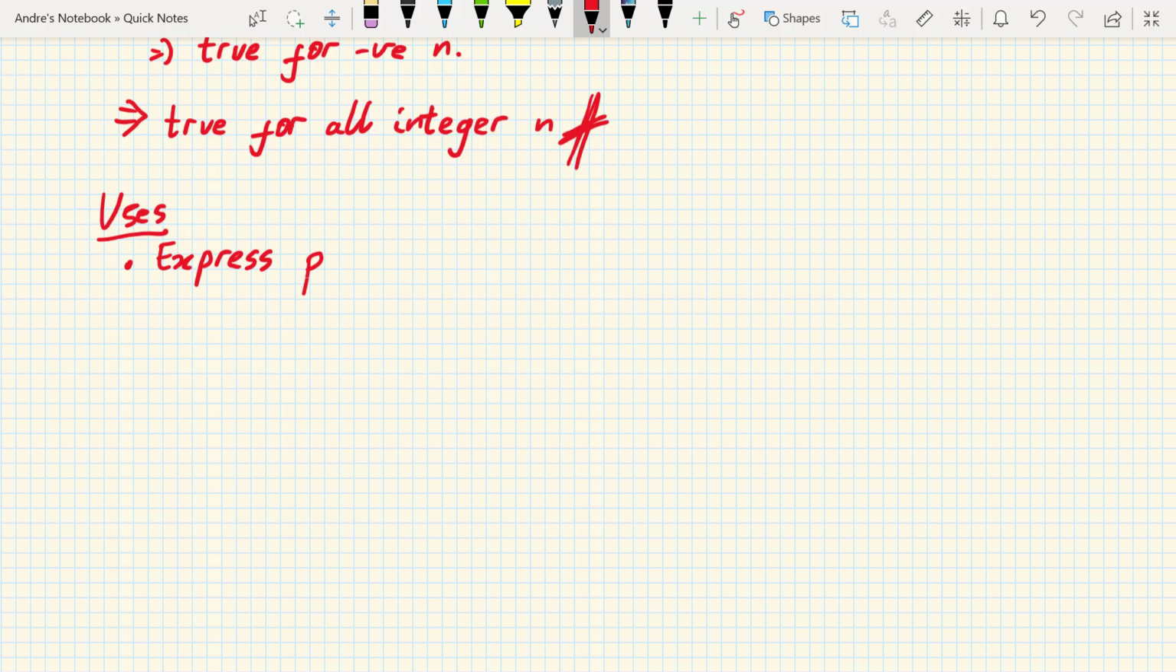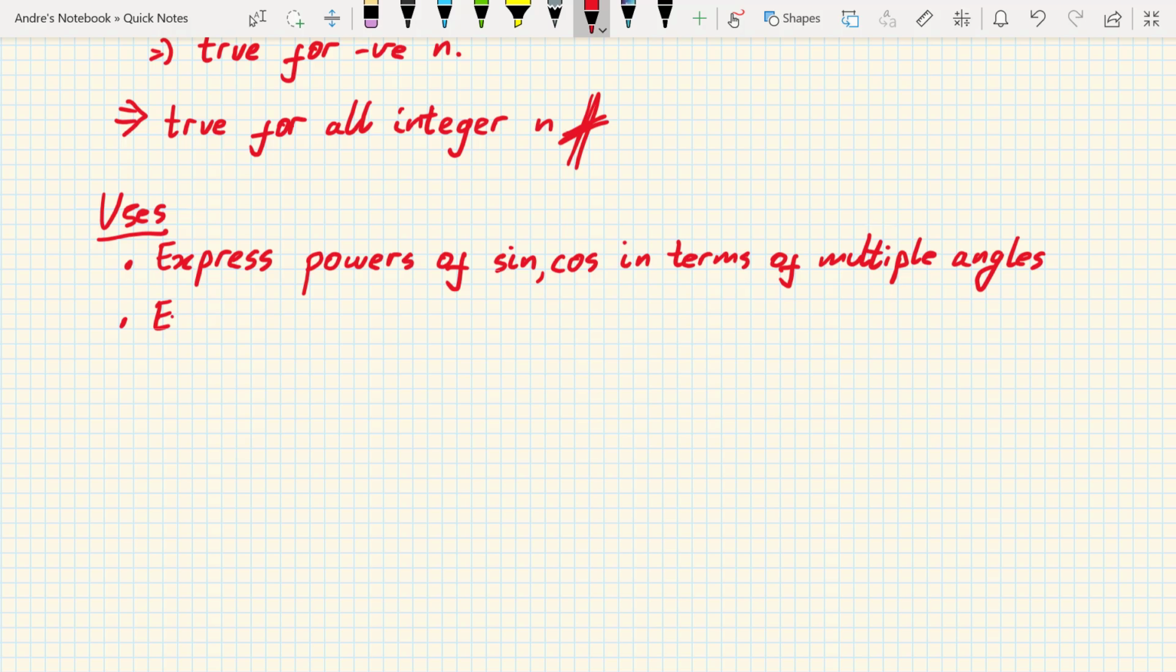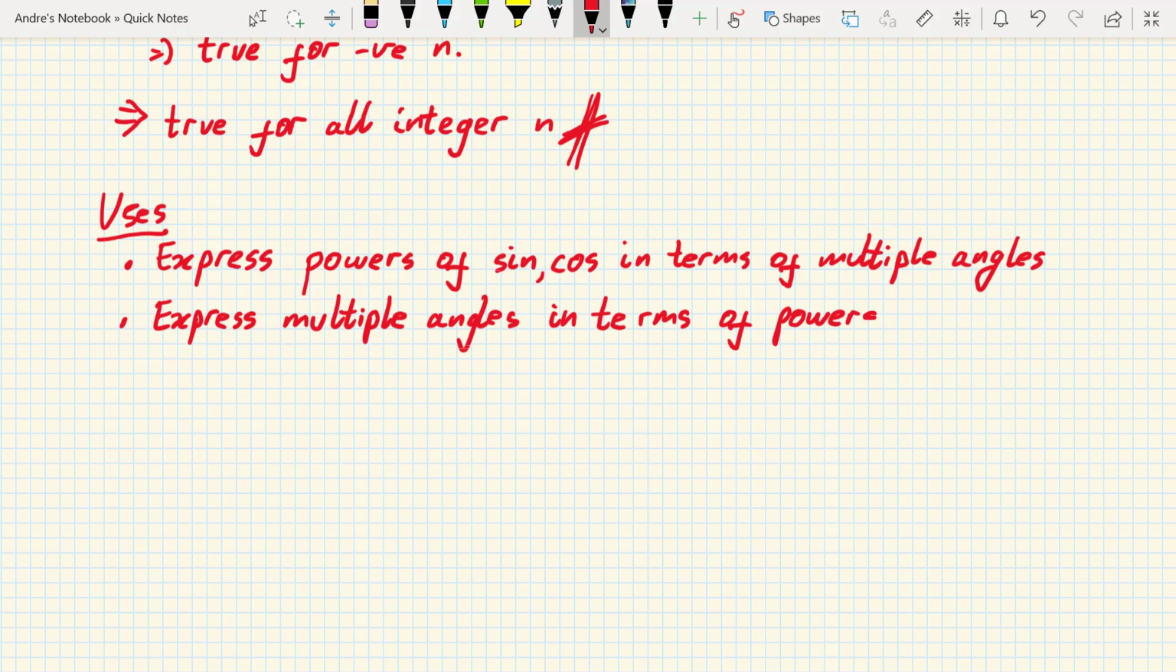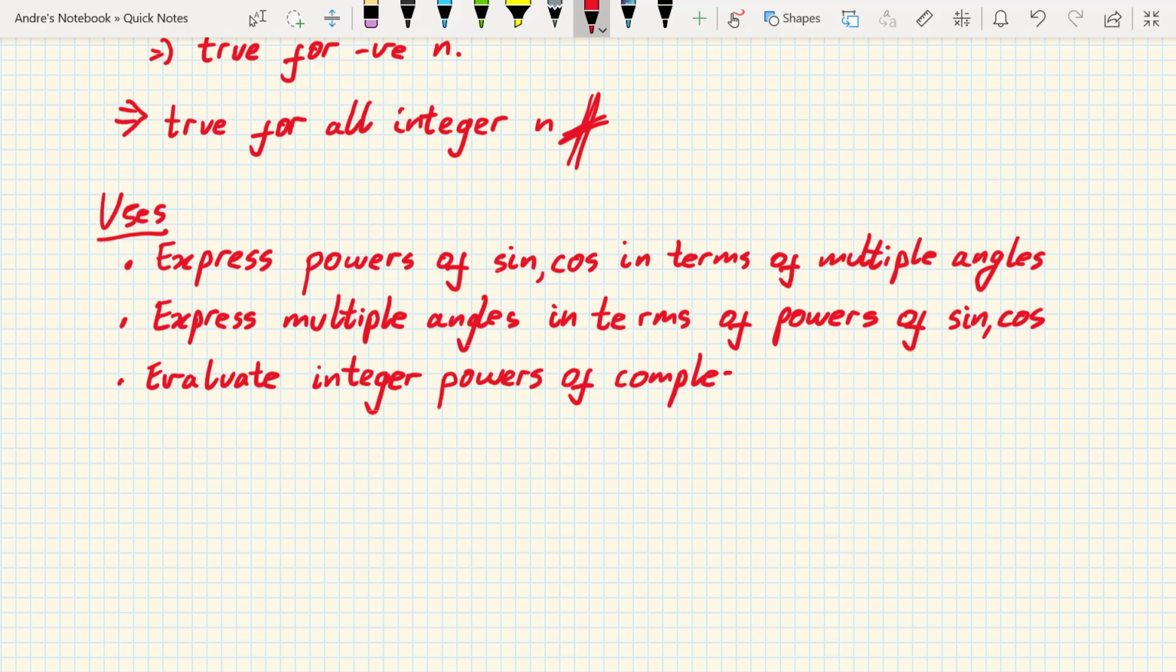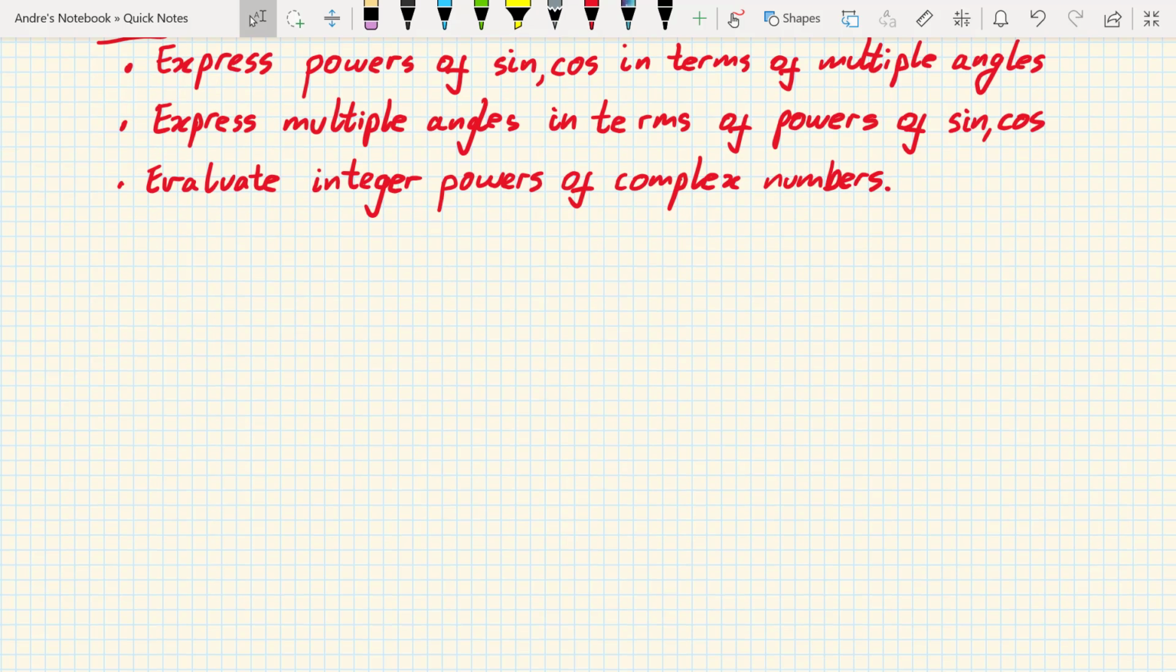Firstly, it allows you to express powers of sine and cosine in terms of multiple angles, like sine 2 theta or cos 3 theta. Secondly, it allows you to express multiple angles, such as cos 3 theta, in terms of powers of sine theta and cosine theta. And finally, it allows you to evaluate integer powers of complex numbers. What we're going to do now is look at a few examples which illustrate each of these uses.